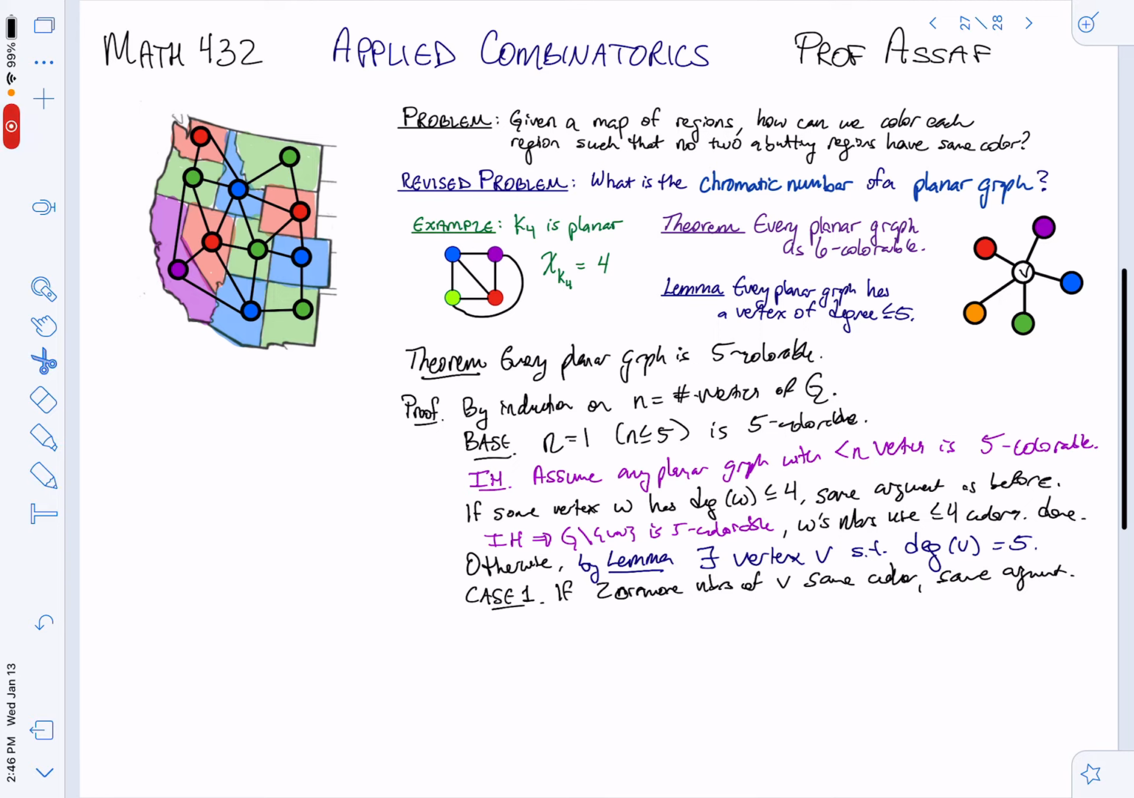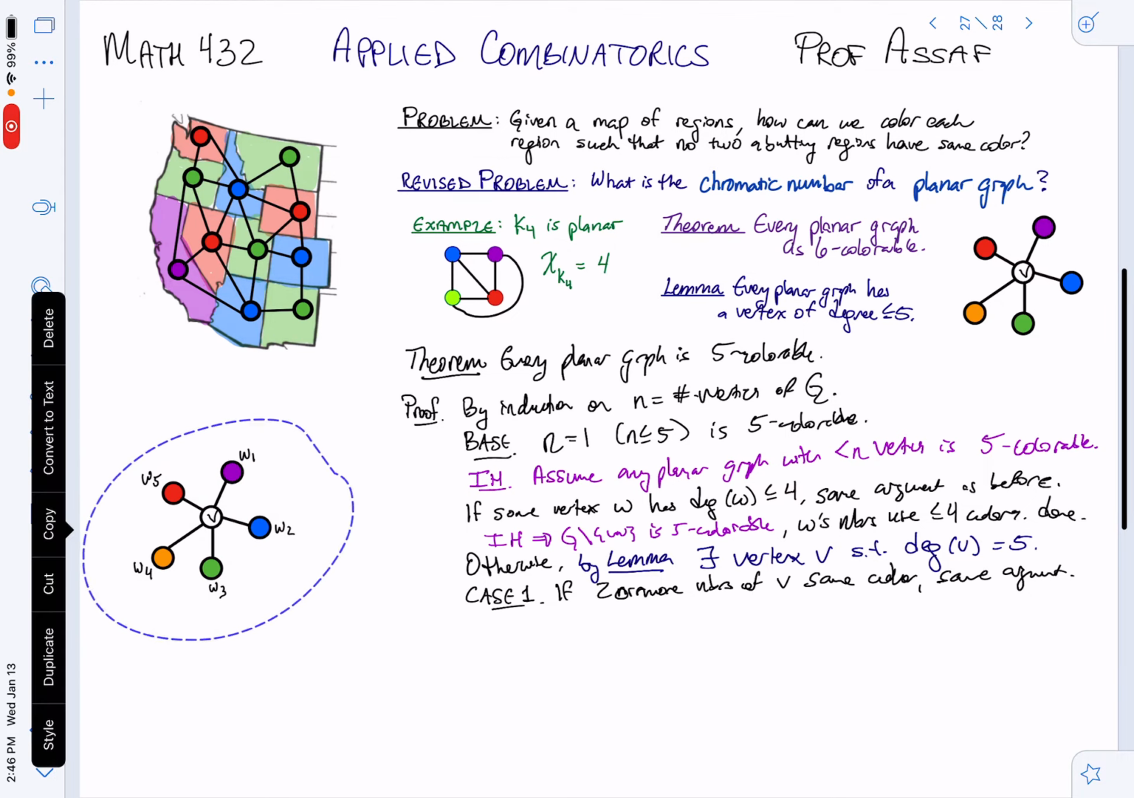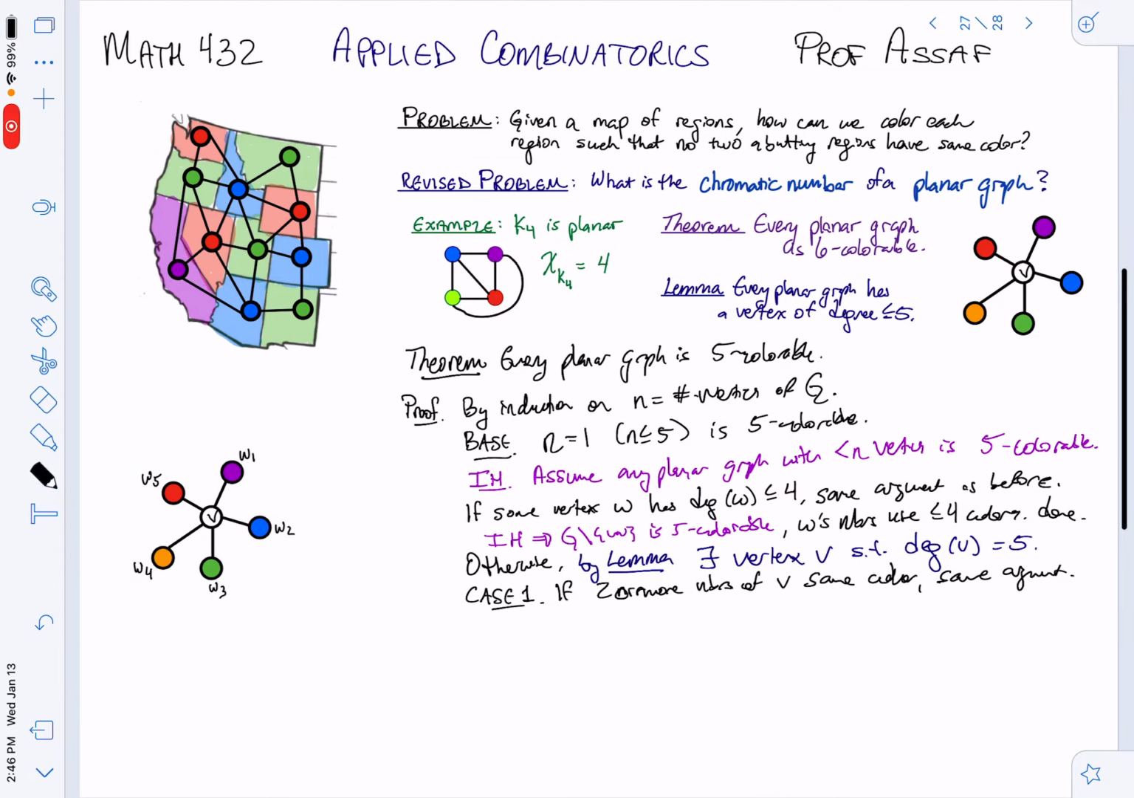So now assume that V has 5 neighbors all colored differently. So what we've done is we 5-colored G minus V, right? So we took V out and we 5-colored the graph. And now we put V back in and we realize, oh no, all of V's neighbors have different colors. How do we resolve this? Well, what we're going to do is think about the following.